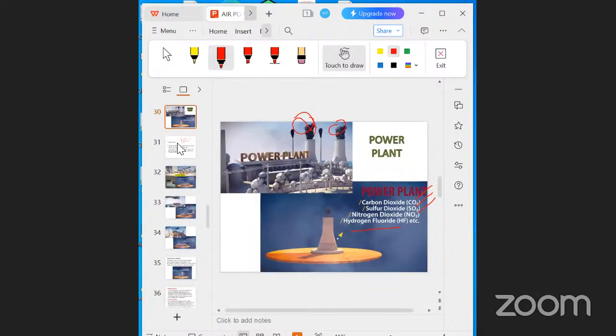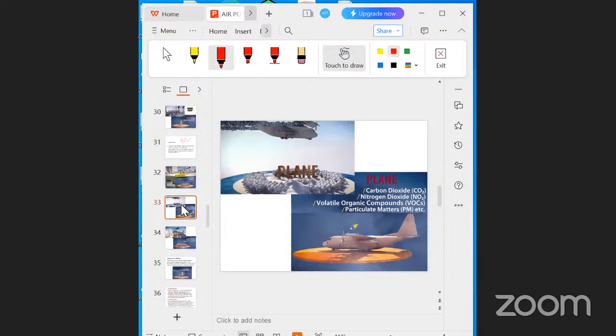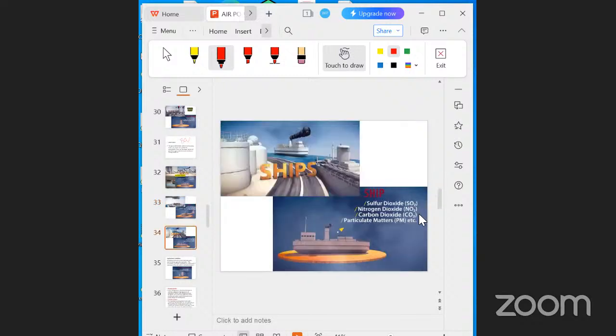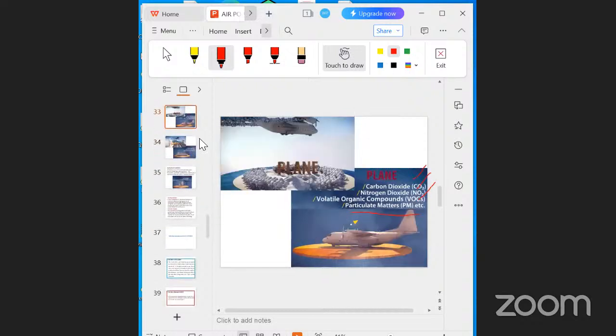And next, you see here, planes release carbon dioxide, nitrogen dioxide, volatile organic compounds, and particulate matter. Ships release sulfur dioxide, nitrogen dioxide, carbon dioxide, and also particulate matter.